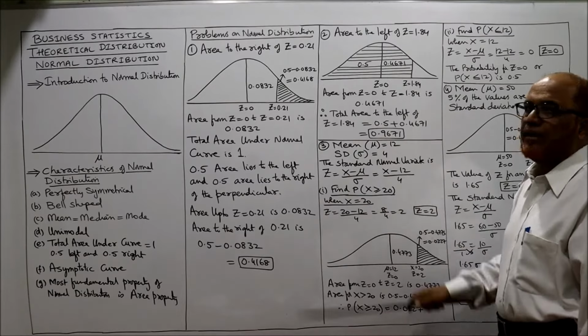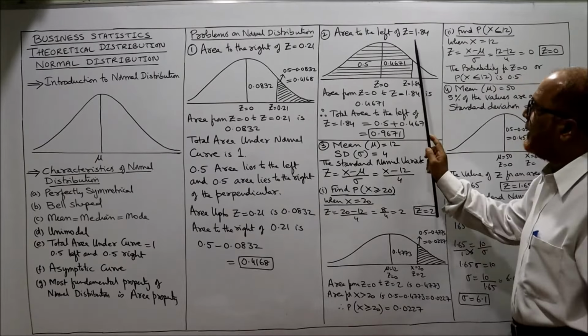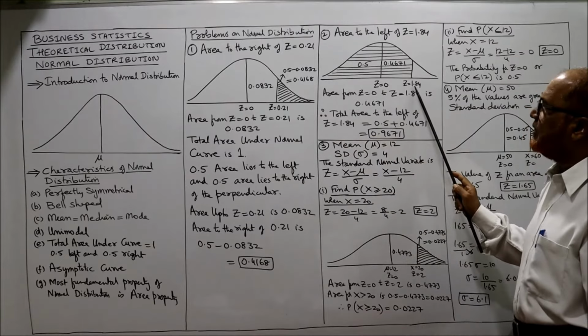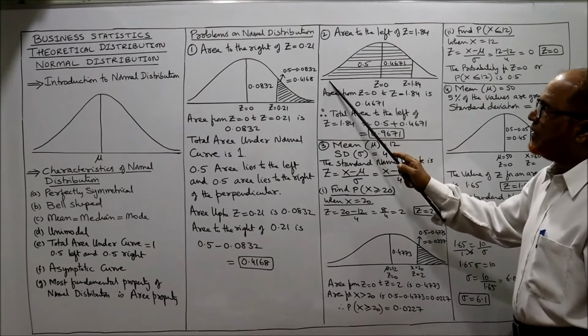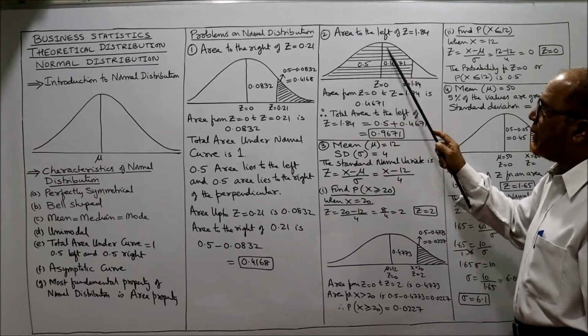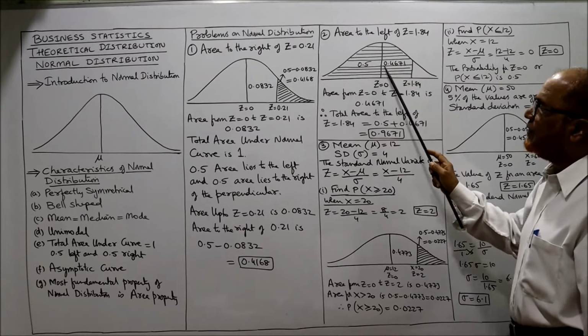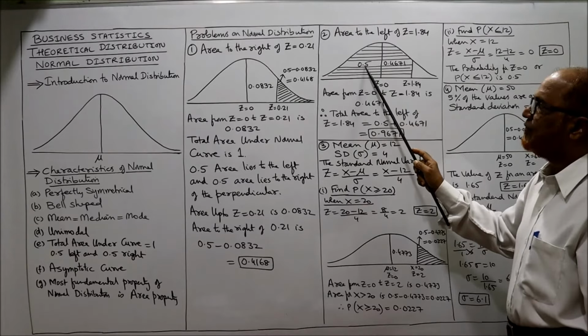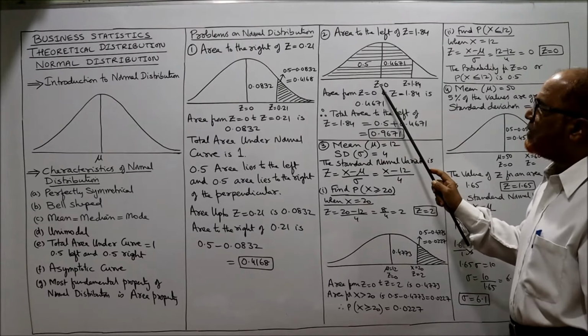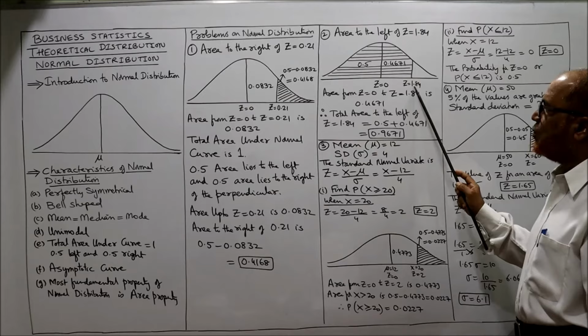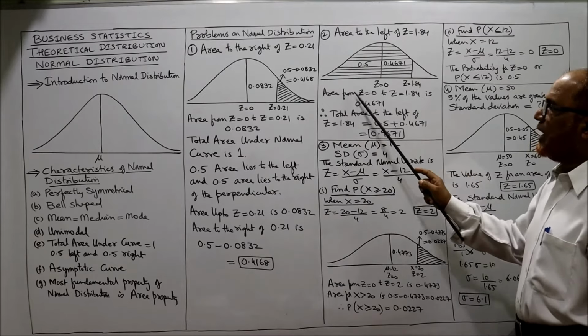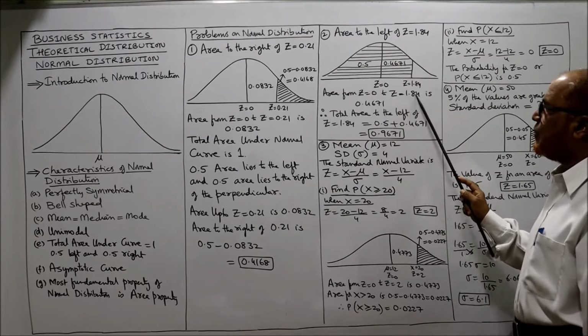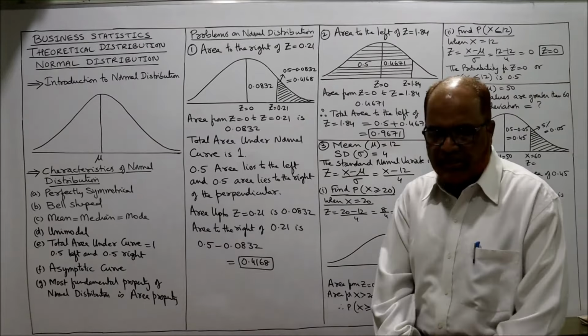I need the left area. लेफ्ट एरिया का मतलब कंप्लीट एरिया अप टू 1.84. तो फ्रॉम हियर टू अप टू परपेंडिकुलर and half of the normal curve will be 0.5. Left half is 0.5, right? Now we need the area from z is equal to 0 to z is equal to 1.84. So area from z is equal to 0 to 1.84 is 0.4671.